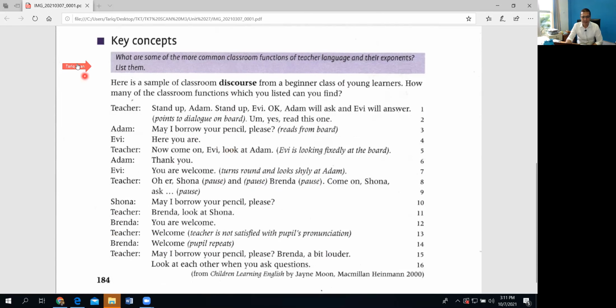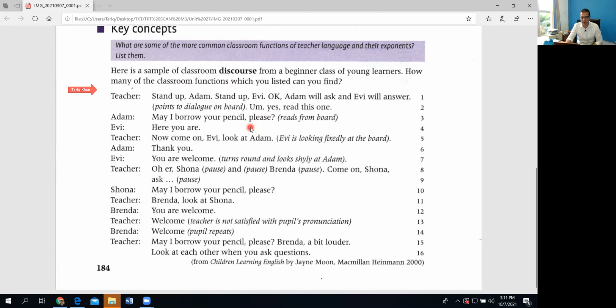Right, so the next thing is key concept. Now here you see, what are some of the more common classroom functions of teacher language and their exponents? List them. Here is a sample of classroom discourse from a beginner class of young learners. How many of the classroom functions which you listed can you find? Now, I didn't ask you to make a list, but usually when a physical class is there, then we ask the teachers to make the list. Here you see teacher and student dialogues are there. On the right side, they have given numbers to each dialogue.